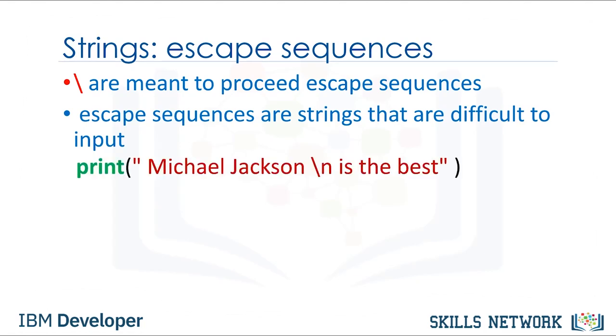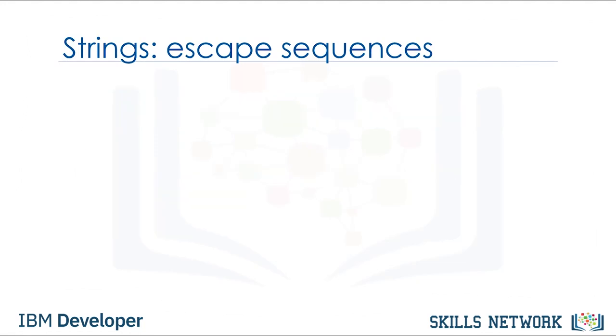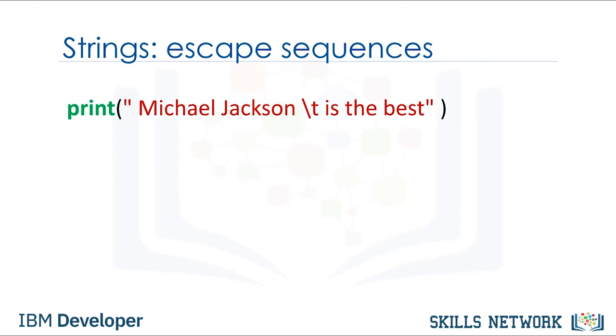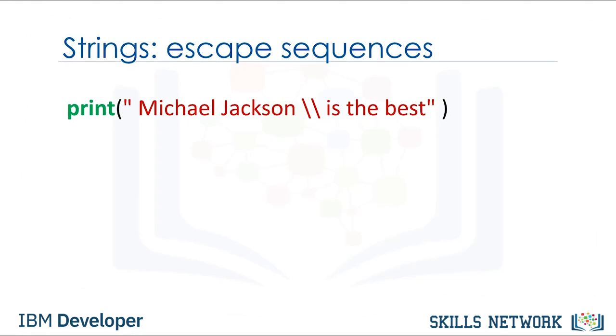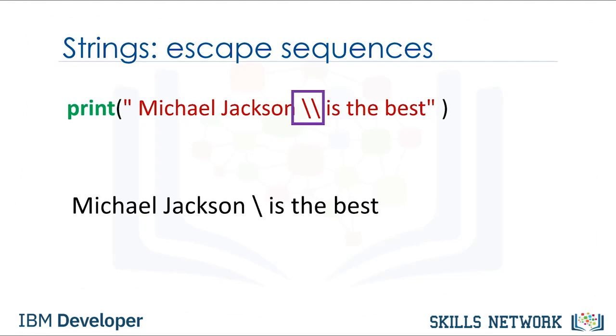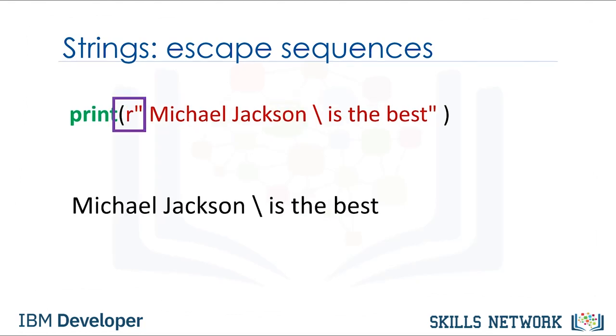For example, \n represents a new line. The output is given by a new line after the \n is encountered. Similarly, \t represents a tab. The output is given by a tab where the \t is. If you want to place a backslash in your string, use a double backslash. The result is a backslash after the escape sequence. We can also place an r in front of the string.